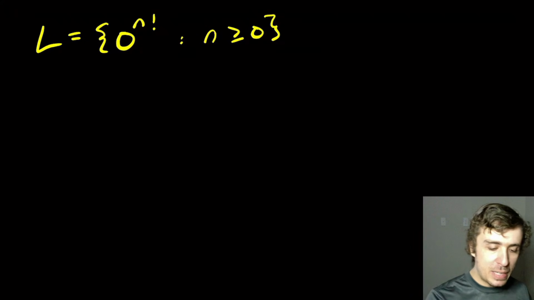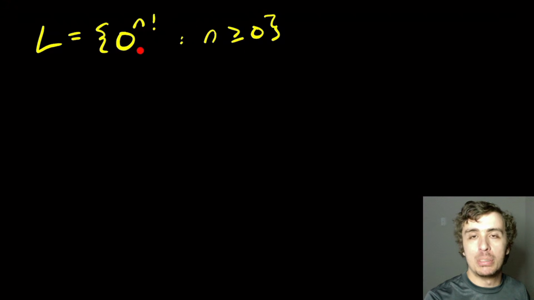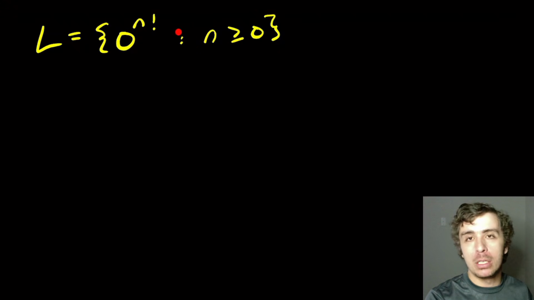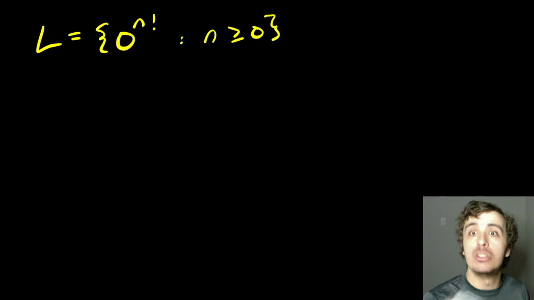Okay, let's prove that this language is not regular. It's the set of all strings composed only of zeros, with a factorial number of zeros. So 0 factorial is, well, defined to be 1, so we would have exactly one 0 in here. If n is 1, we would have one 0 again. If n is 2, this would be 2 zeros. If n is 3, this would be 6 zeros. If n is 4, that'd be 24 zeros, etc.